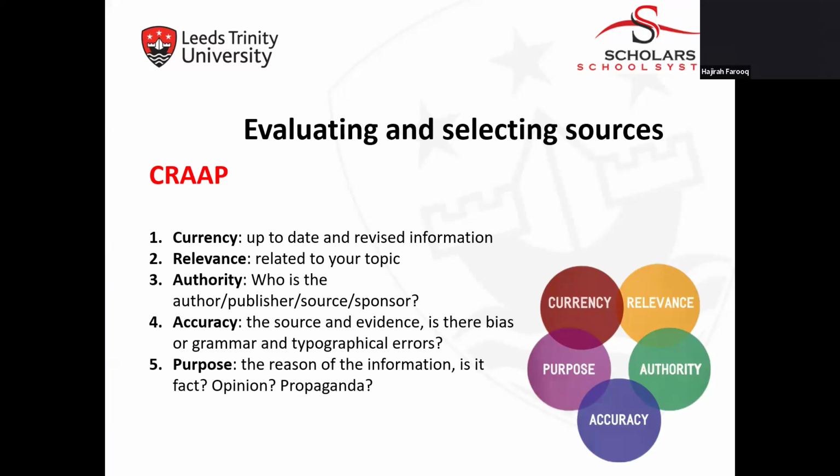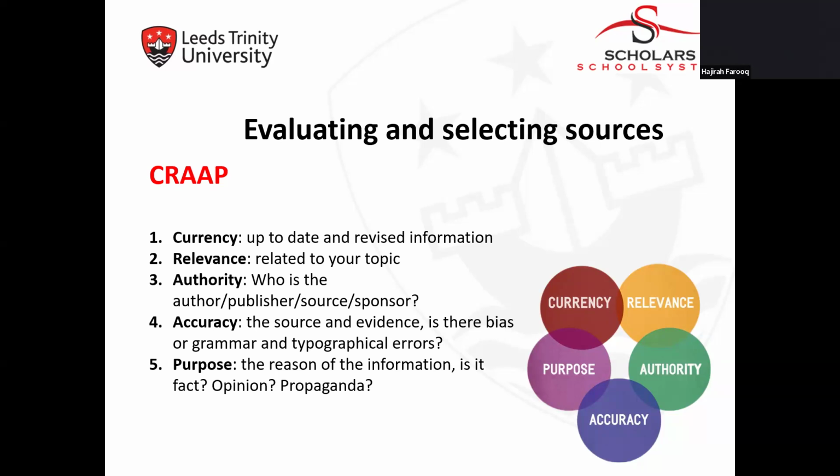Moving forward, we discussed how we evaluate and select the sources of information that we're using. So we have a test or a model called the CRAP model or the CRAP test, that is an acronym for currency, relevance, authority, accuracy, and purpose. So the information that we use should always be current, up to date, and relevant to the topic. It should be authoritative, that we know the authority and the trustworthiness of the author or the publisher or the sponsor of that particular source.